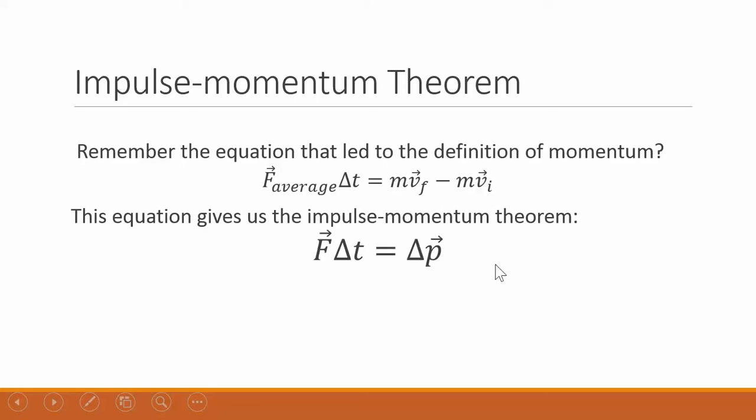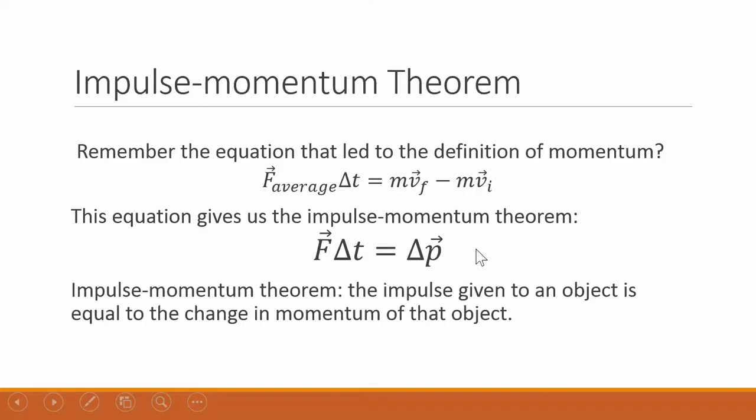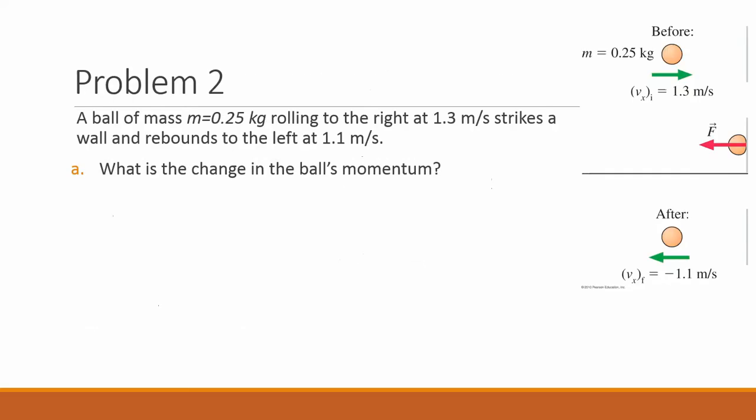This equation is on your AP Physics 1 equation sheet. This is the only equation from the ones in this lesson that you will see, but this is the one that we'll be using. So the impulse-momentum theorem says the impulse given to an object is equal to the change in momentum of that object.